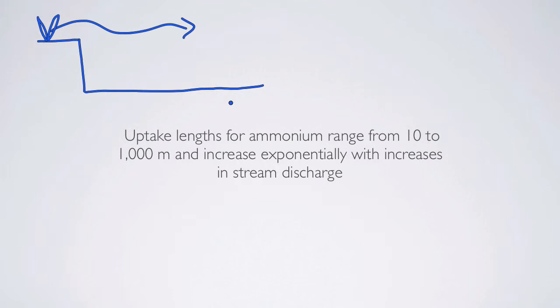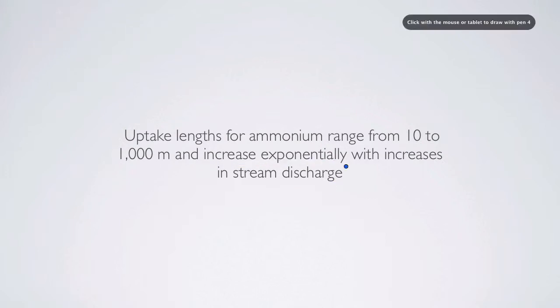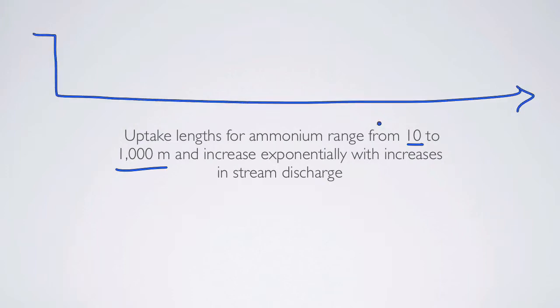The turnover length, the uptake length, is going to depend on a number of factors, but it increases exponentially with differences in stream discharge. So for ammonium, we can get 10 to 1,000 meters of average distance traveled once nitrogen has been released into the water as ammonium. Whether it's just 10 meters or 100 meters or 1,000 meters really depends on flow.